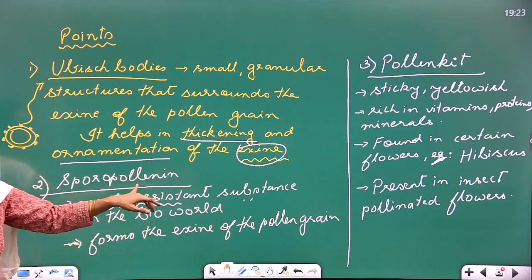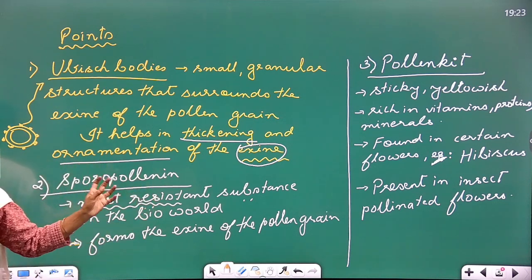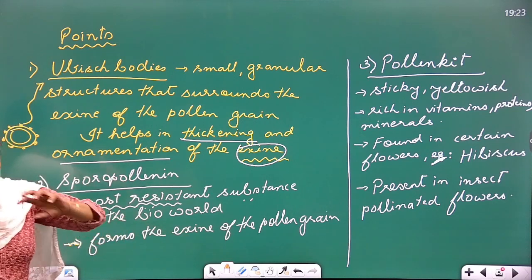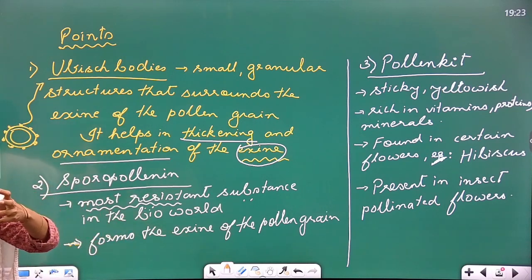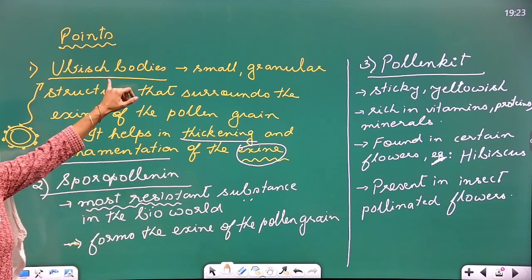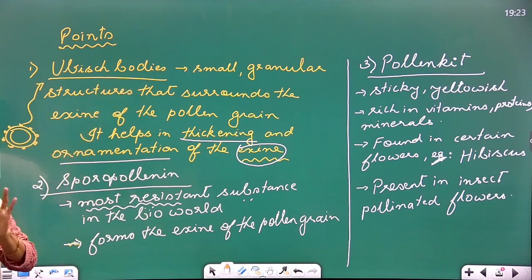And who makes it resistant? Sporopollenin. It is a chemical compound secreted by the tapetum. Right? Next, it forms the exine of the pollen grain. Obviously, the whole exine is made of sporopollenin. And because of that, the inner portion of the pollen grain, the cells, remain protected. Right? And on top of sporopollenin, Ubisch bodies are found.